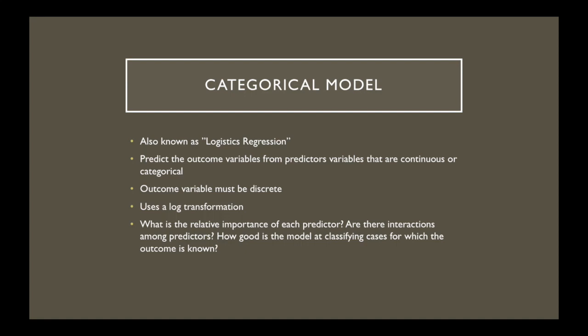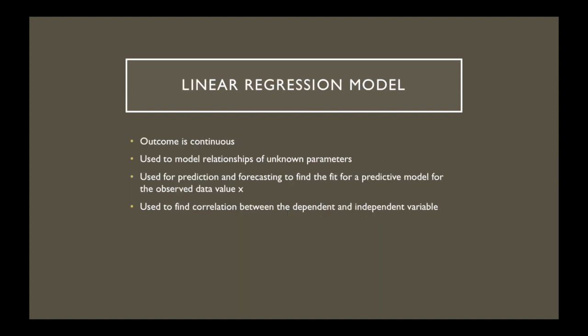What is the relative importance of each predictor? Are there interactions among predictors? And how good is the model at classifying cases for which the outcome is known?